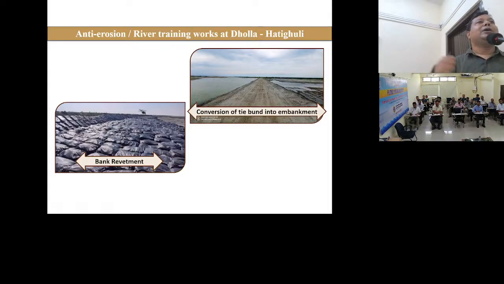That's why it is compared. In scientific terms we call it shear stress, and we call it shear strength. Shear strength means the strength of your soil, and you have the stress of water. So if the water stress is more than the soil strength, then there will be collapse, and that is the erosion.